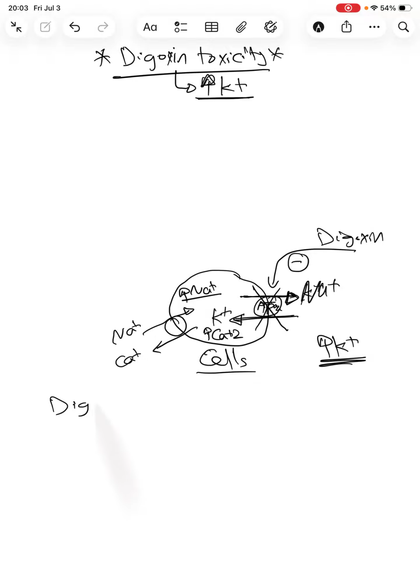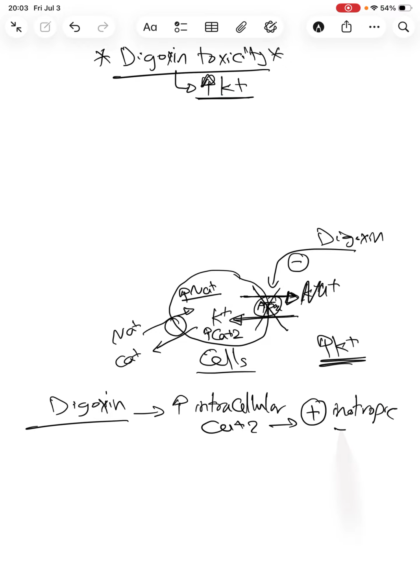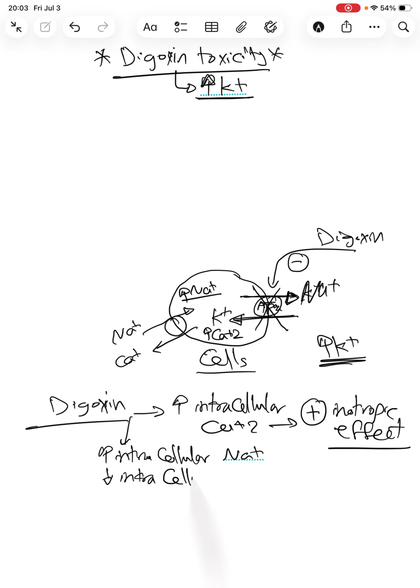So digoxin's effect on the myocardial cell is that it will increase intracellular calcium, and this will have a positive inotropic effect. This is why they use it sometimes to increase inotropic effect and treat heart failure. Also, digoxin will increase intracellular sodium and decrease intracellular potassium in a way that can be tolerated.